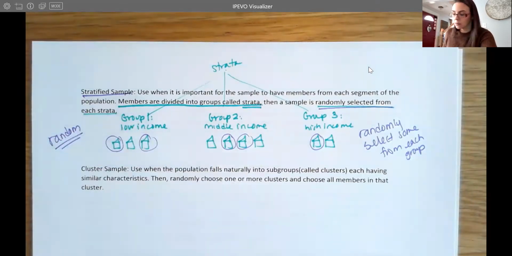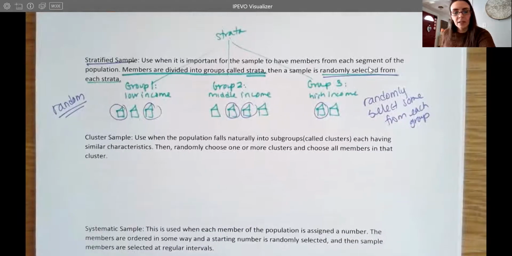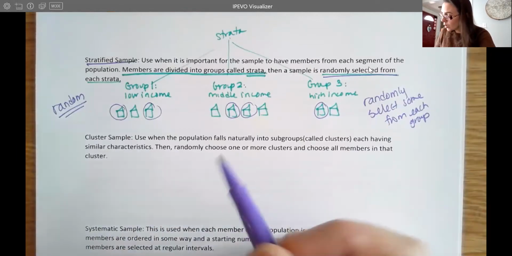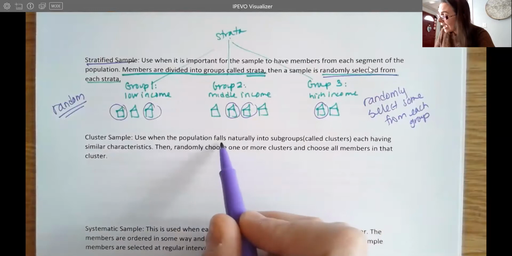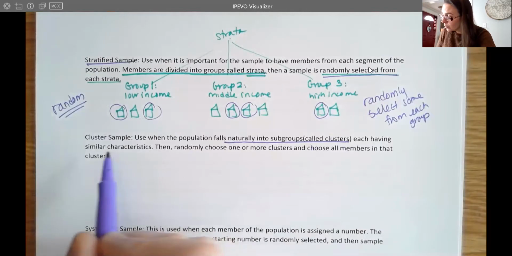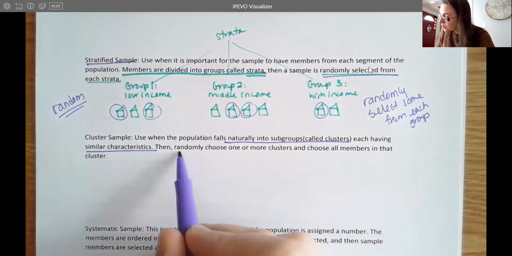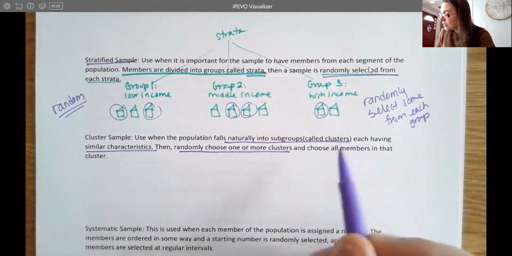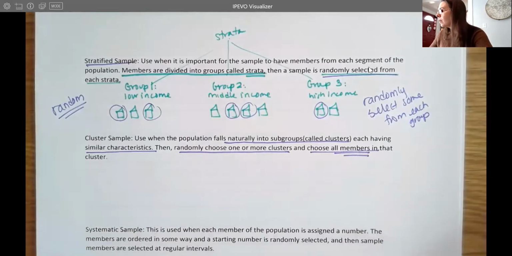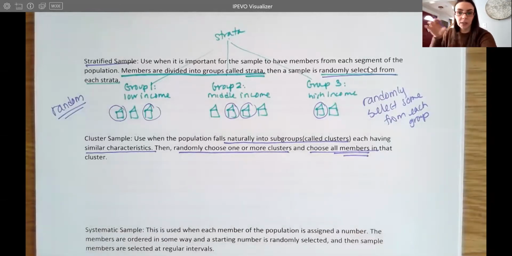We're grouping first. Now, the second idea is a cluster sample. It is quite similar. You're going to, again, group. This usually happens when populations fall naturally into subgroups, and we call these clusters, each having similar characteristics. And then we randomly choose one or more clusters, but the difference is we choose all members in that cluster. So you take the whole group. There's an example in your text using different zones. Like if we broke down Massachusetts into different counties, maybe selecting the entire county randomly.